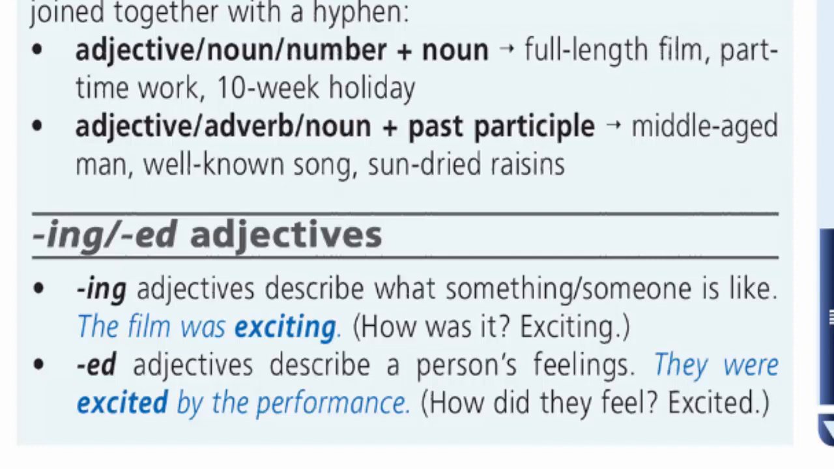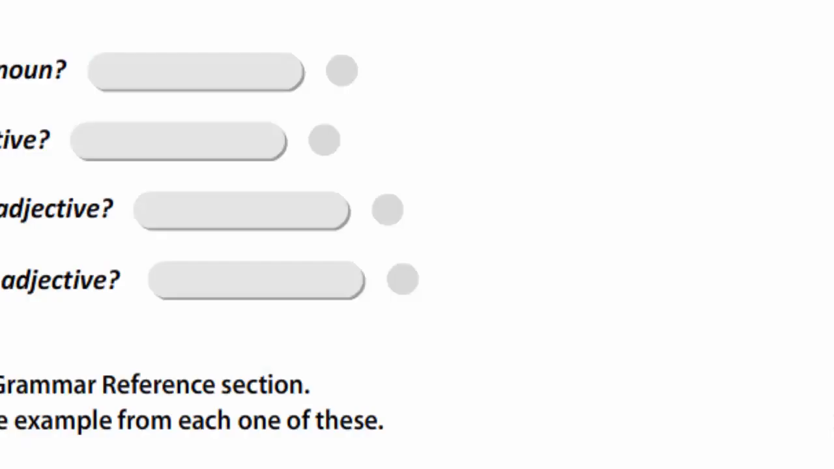-ing adjectives describe what something or someone is like. For example, the film was exciting. How was it? Exciting. -ed adjectives describe a person's feeling. They were excited by the performance. How did they feel? Excited.